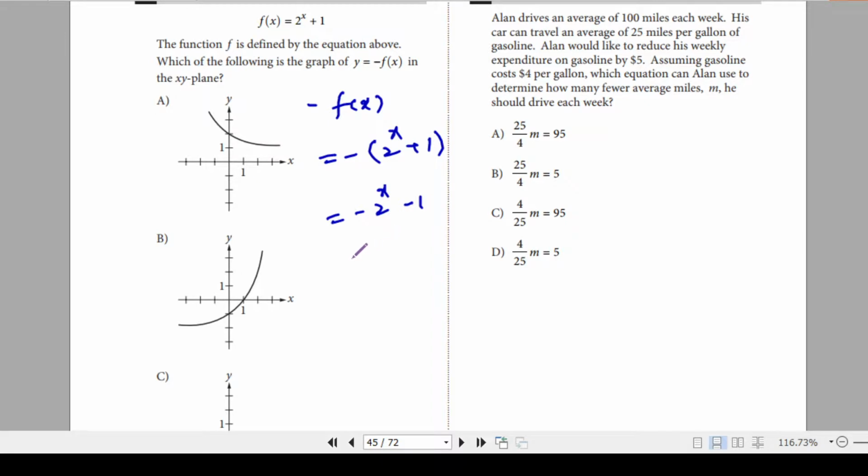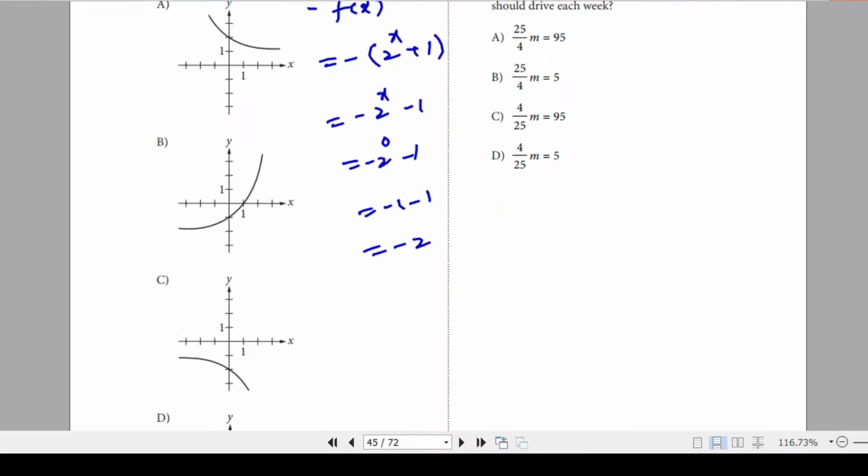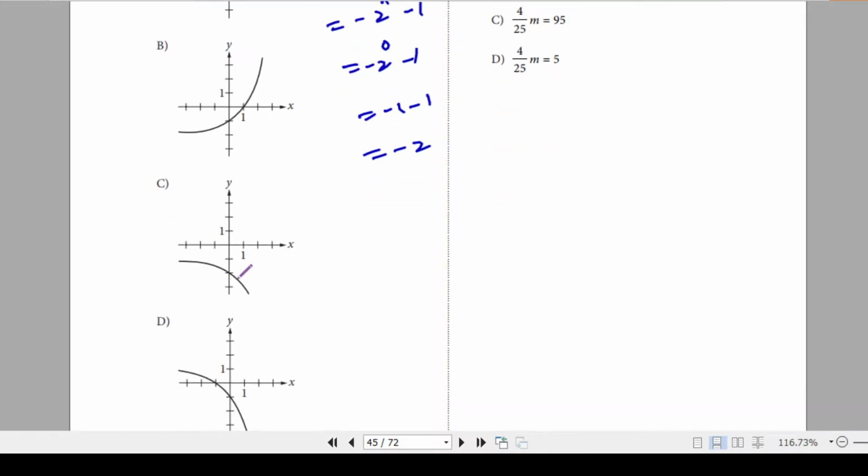For y-intercept, we'll put x is equal to 0. So anything power 0 is 1. So it's negative 1, it's negative. So which function has y-intercept negative 2? This is the only function where the y-intercept is negative 2 and it's downward. So the function should be downward. So this C is your answer.